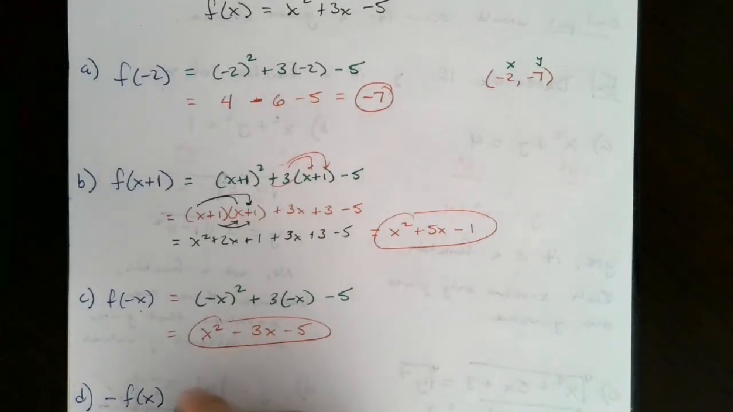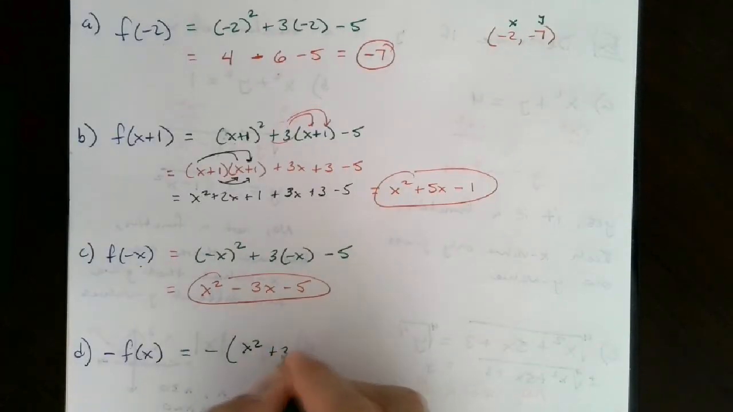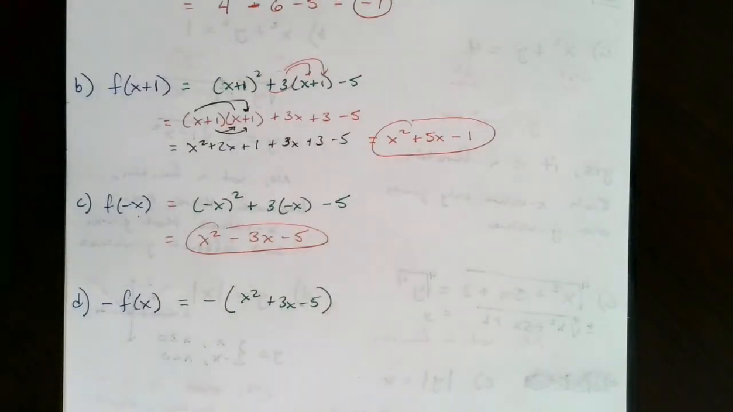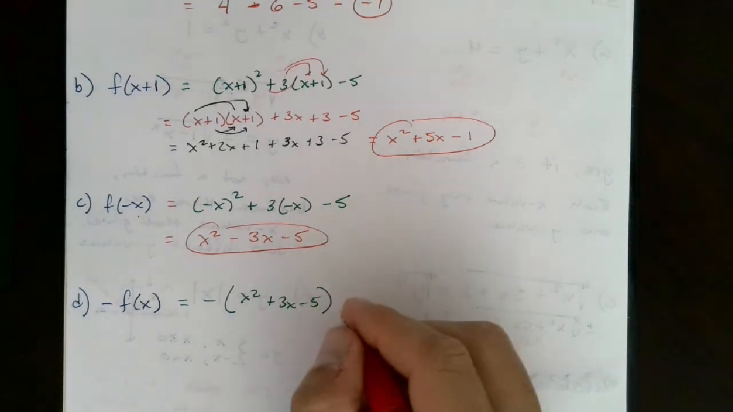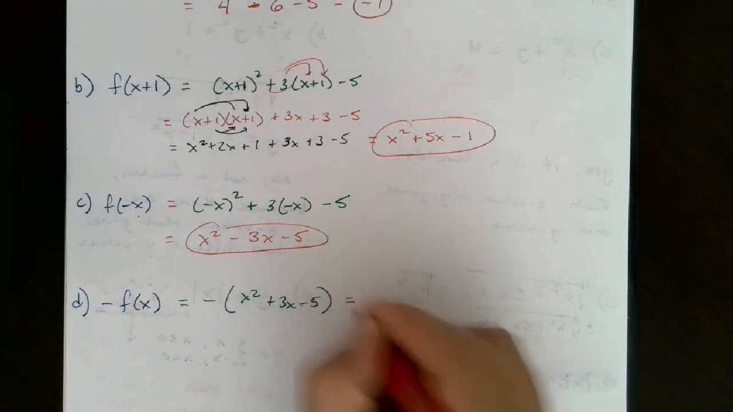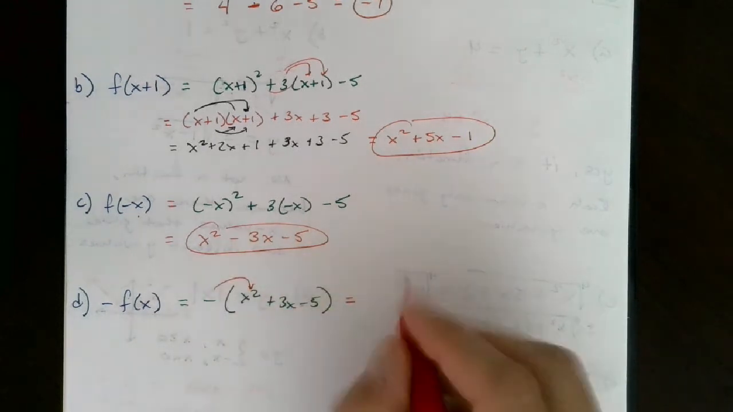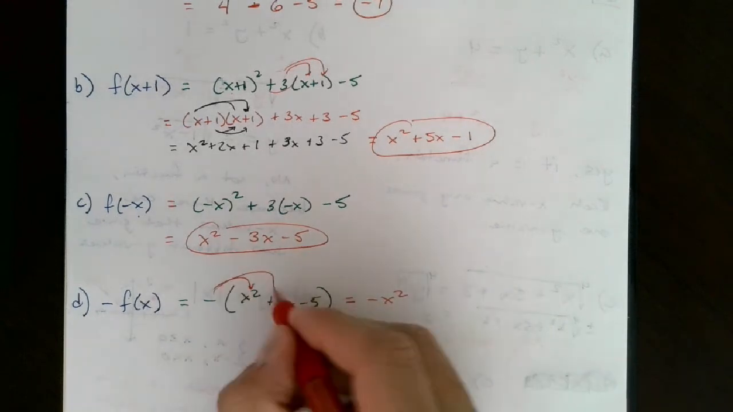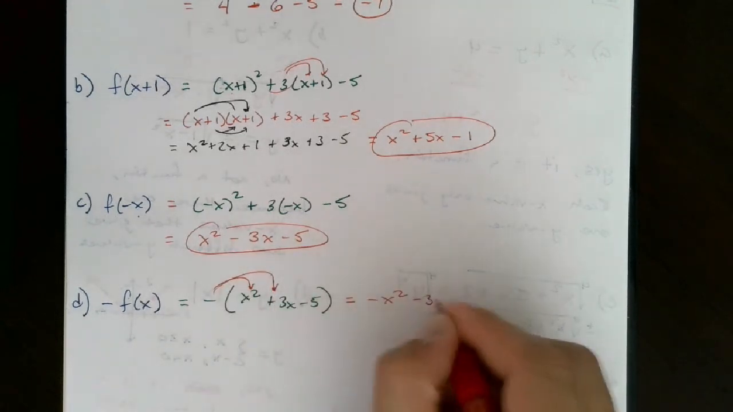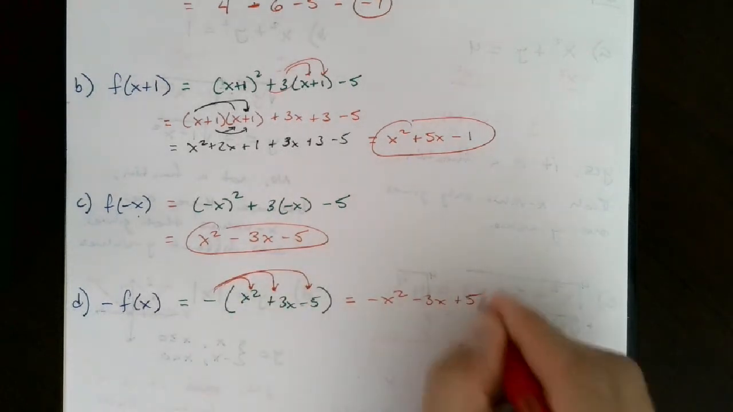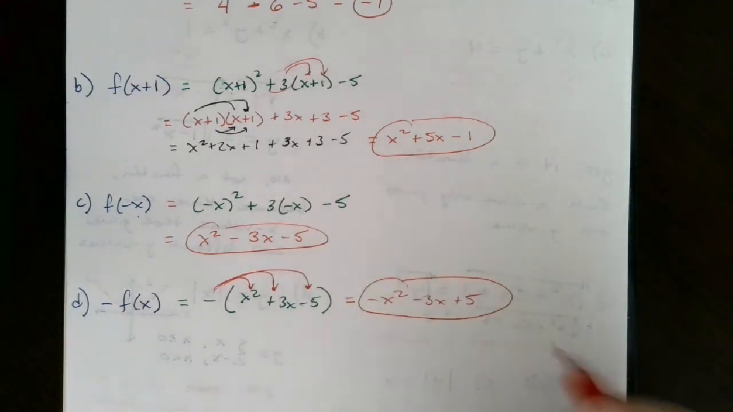So it's really negative, and then in parentheses, x squared plus 3x minus 5. That's just us taking the negative of f of x, the negative of the whole thing. And then if you simplify that, negative distributed through. Negative 1 times a positive x squared is a negative x squared. A negative 1 times a positive 3x is a negative 3x. And it's like a negative 1 times a negative 5, which makes it a positive 5. So you get negative x squared minus 3x plus 5.